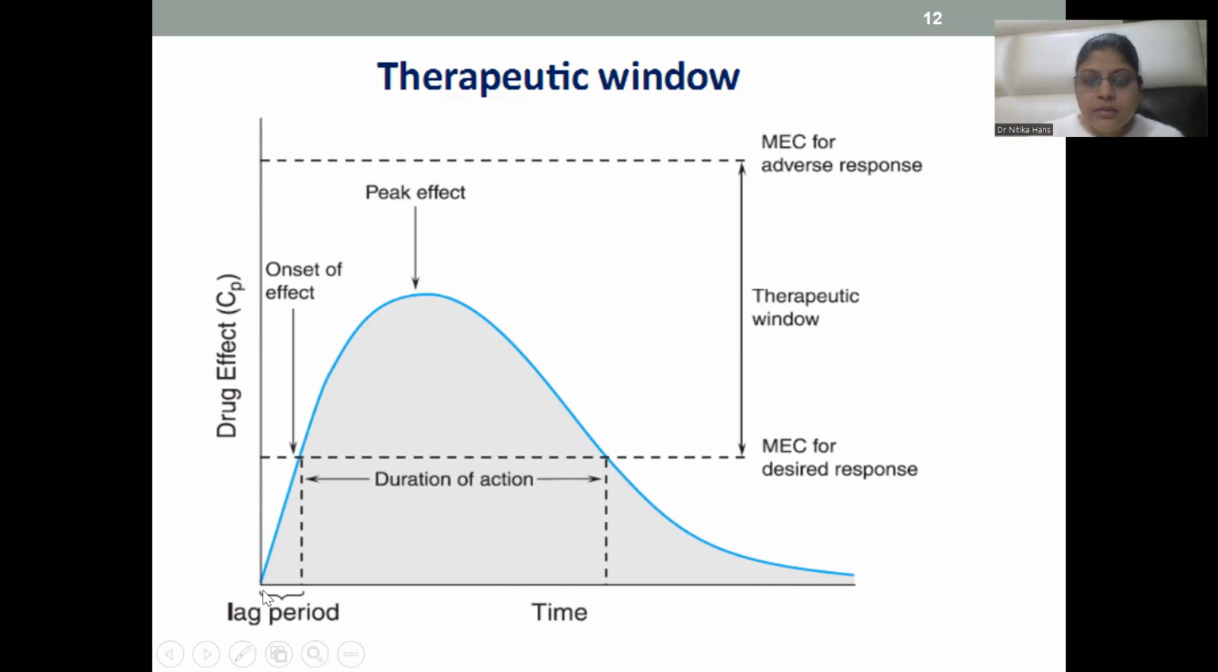This is the lag period, the time taken by the drug to act. This is the minimum effective concentration for the desired response. This is the minimum effective concentration for the adverse response, or the minimum toxic concentration. This is the peak effect and this is the therapeutic window. And this is the onset of effect. This is the duration of action.